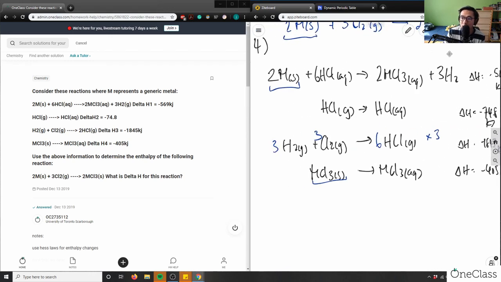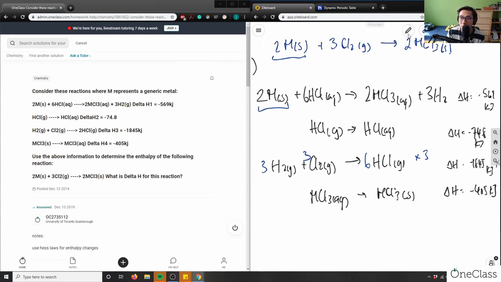So now I can rewrite this equation and flip it to say that MCl3 aqueous yields MCl3 solid. And I actually need two of them here, which means I have to multiply this entire equation by 2, right?